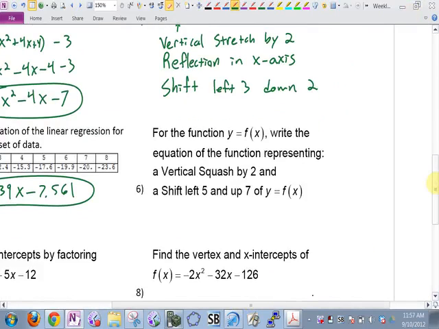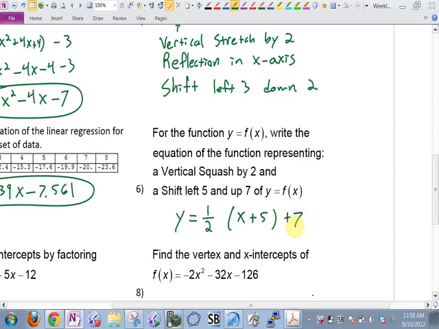Now, given the parent function f of x, write the equation of that function vertically squashed by 2, shifted left 5 and up 7. So that is going to be y equals, vertical squash by 2 is 1/2, f of. I didn't take a point off this time. What is the F for? Like, if I don't write the f, you are squashing by 2, shifting left 5 and up 7.